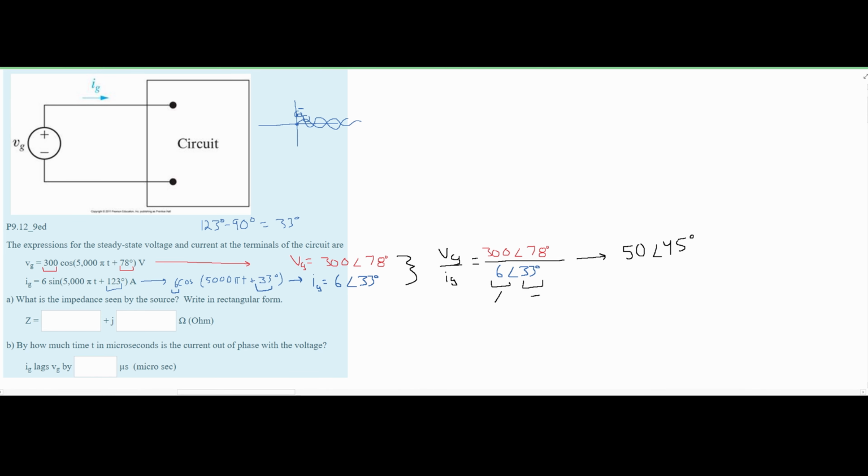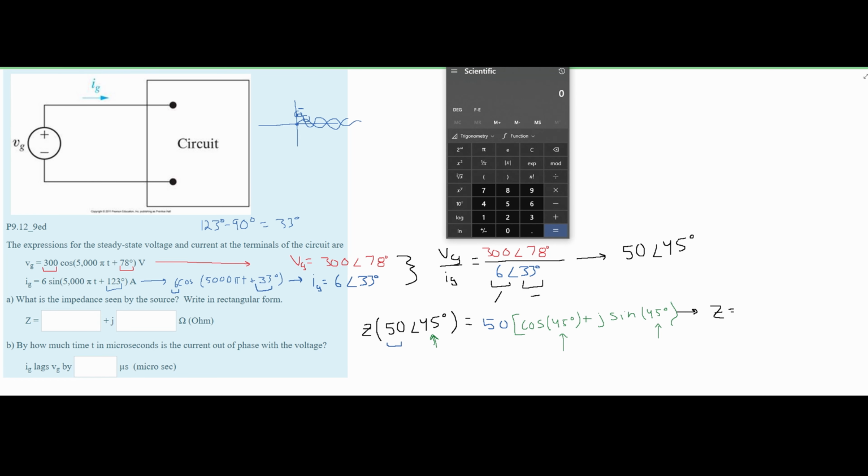Now to calculate Z and write it in rectangular form, we are going to have that our Z, and then inside of here, we're going to have a parenthesis, and then we're going to have our 50 angle 45 degrees, and we're going to set this equal to, now this is the important part, our 50, and then in parentheses is where we're dealing with our angle. We are going to have the cosine comes before sine, of 45 degrees plus j times the sine of our 45 degrees. The angle goes into our cosine and sine, and then our 50 is out front. Now we can plug this into a calculator.